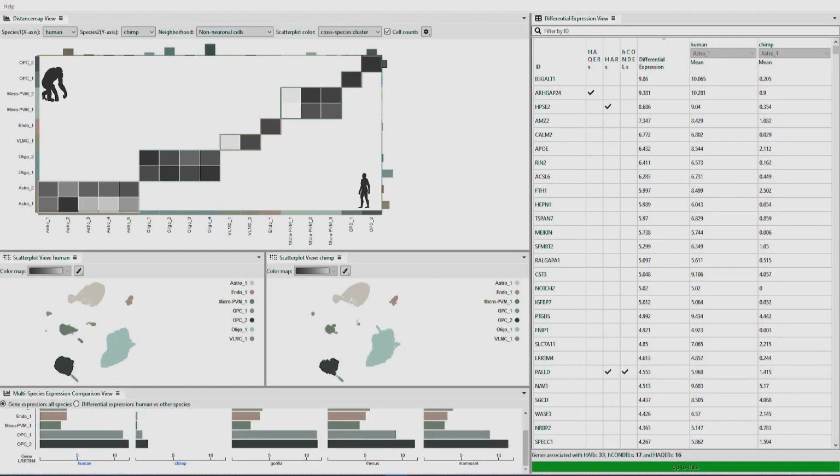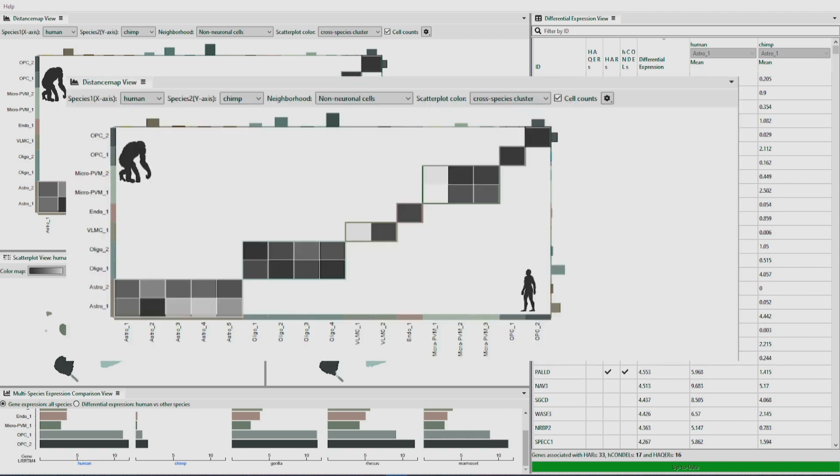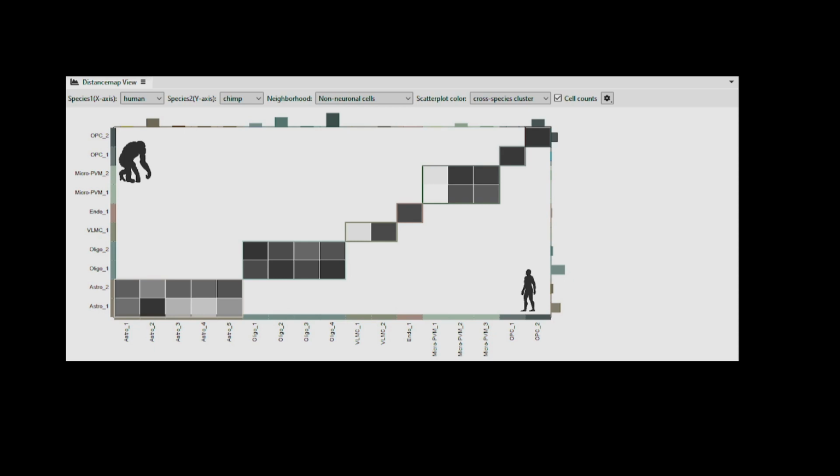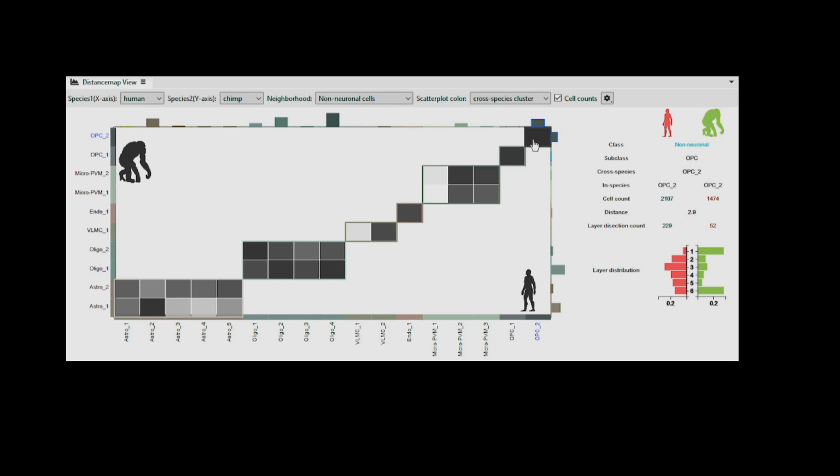Next, for our analysis, we first focus on the heat map view. We find that the OPC1 and OPC2 clusters have very low distance values. We also see that in the OPC1 cluster, the layer distribution of cells is different in chimps than humans. We see that some cells are present in layer 1 and layer 4 for chimps, which is not the case for humans. We now want to further investigate the layer distribution for this cluster in gorillas in comparison to humans.